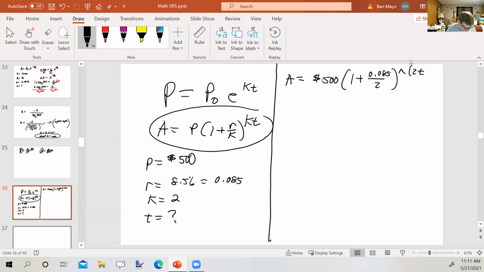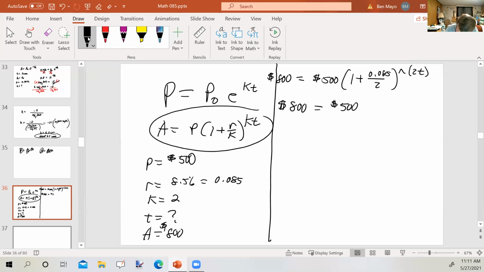Something's missing. Oh, here's what's missing. They told us, how long will it take for the account to increase to $800? We had to have more information that I forgot to read. Okay. So let's see, what can we do with this thing? Well, we're trying to solve for t, which is the exponent.